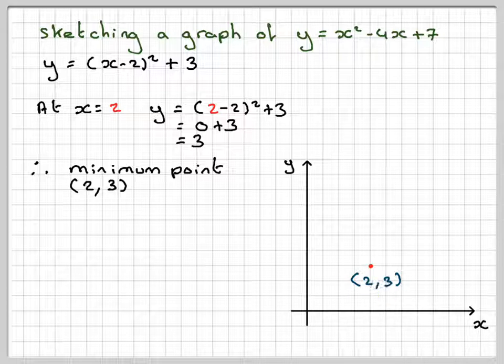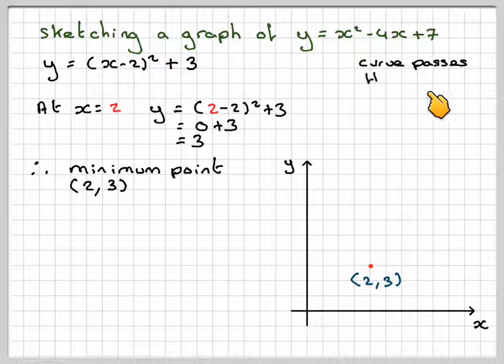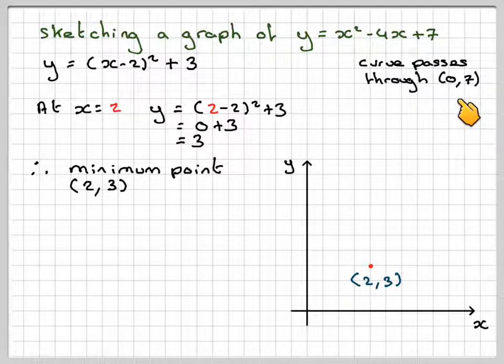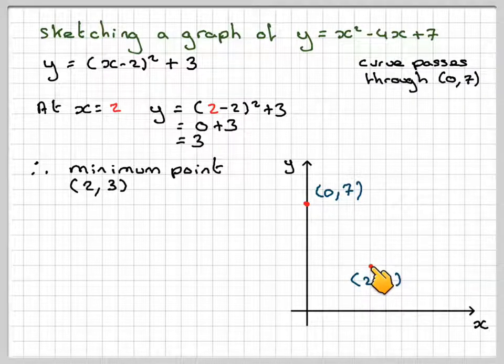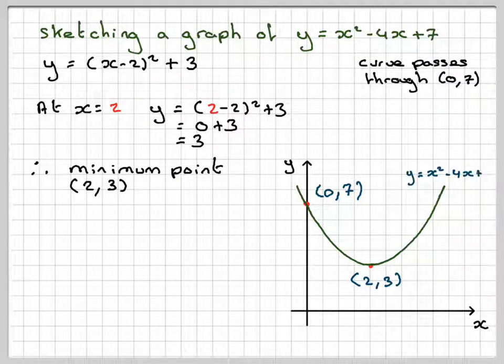Okay, don't forget this is a sketch. We also know, because of the 7 here, that the curve passes through (0, 7). So we'll mark on (0, 7) somewhere on our graph. Now, because it is a plus x squared, we know it is a U, and this is the minimum point of that curve. So the curve will look something like that, and we will label it y is equal to x squared minus 4x plus 7.